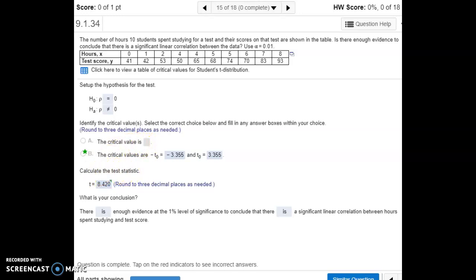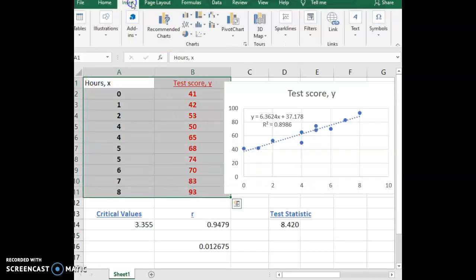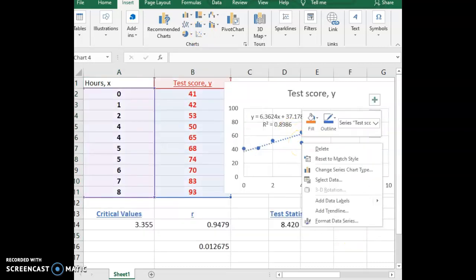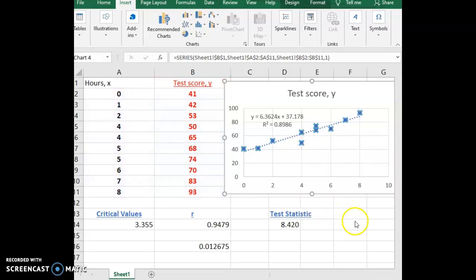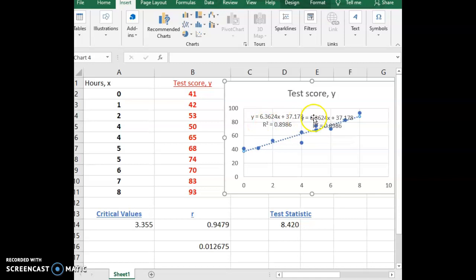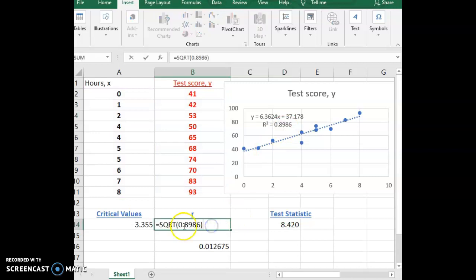And now to calculate the test statistic. On top, we just have the correlation coefficient, and on bottom, the square root here, and then 1 minus correlation coefficient squared, divided by 2 less than our sample size. So in Excel, I selected my data and inserted the scatter plot, and then you right-click on any one of these points and click Add Trendline, and you'll want to click down here on Display Equation and the r-squared value on the chart. And that gives you r squared. And to find what r is, then you just take the square root of that value.